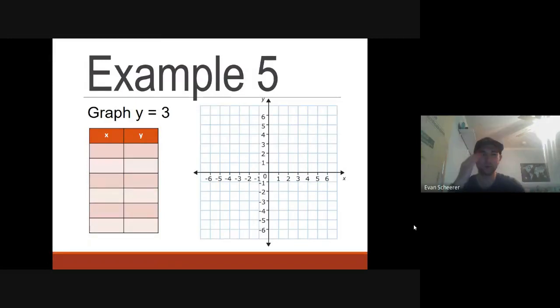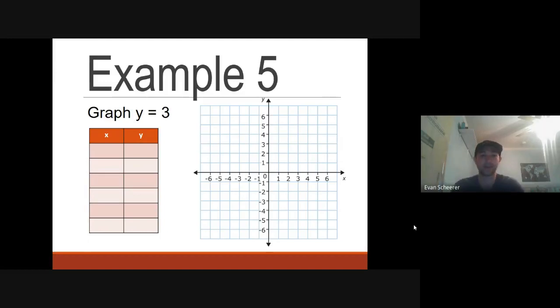Example 5, y equals 3. Now, we have y equals something. Our next example is going to be x equals something. These are always the most difficult ones. Y equals 3 is either a horizontal line or a vertical line. Now, most people think y equals 3 is a vertical line because you associate y with the y-axis as vertical.